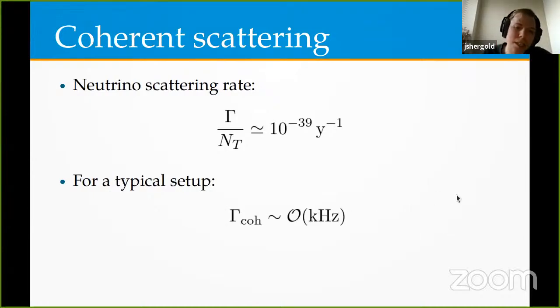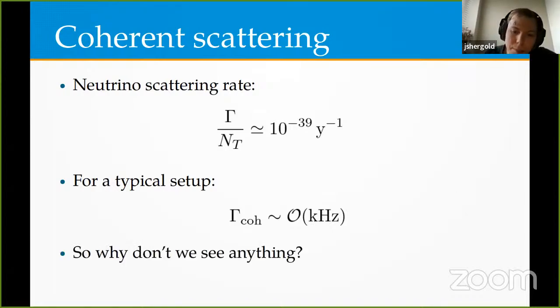And you can go ahead and estimate for, say, a typical setup. There have been some papers, including one of my own, where we looked at maybe scattering on gravitational wave detectors and also scattering on, say, a torsion balance, and you find that the typical scattering rate is something of order a few kilohertz, which is now very, very reasonable.